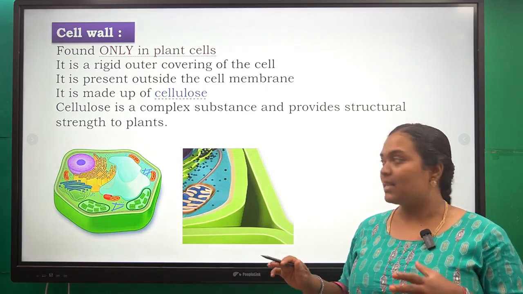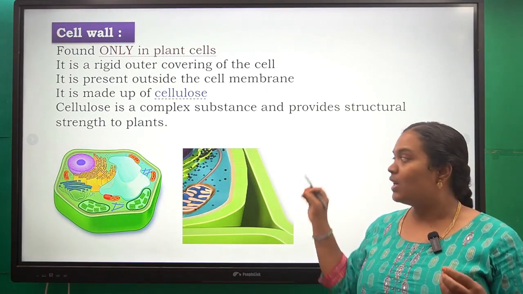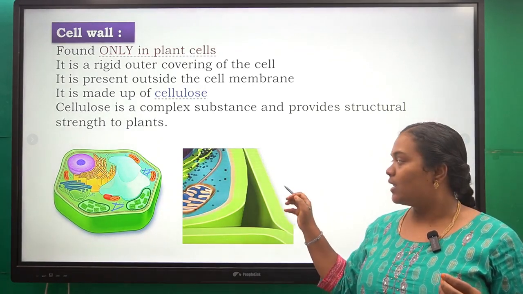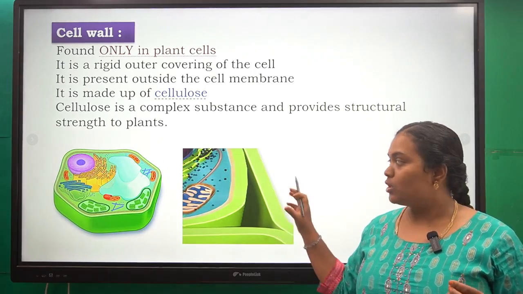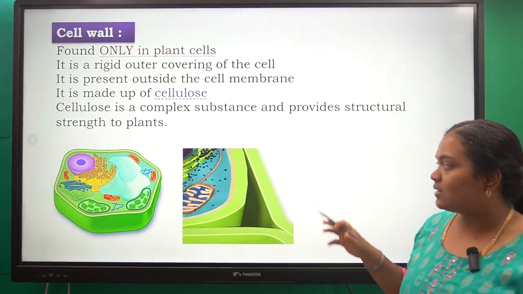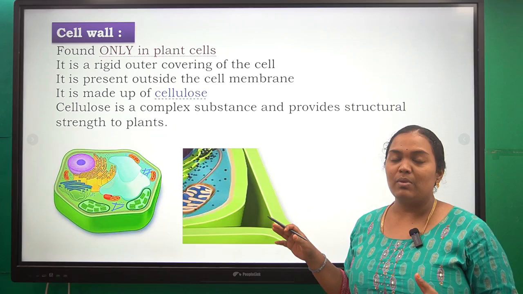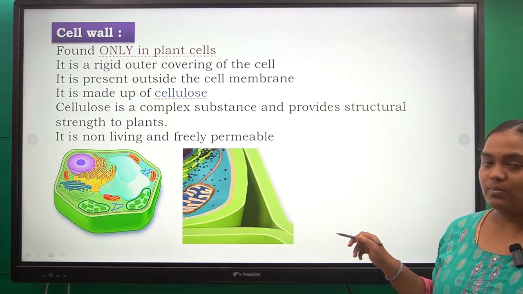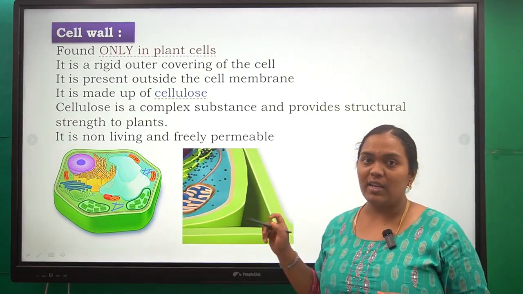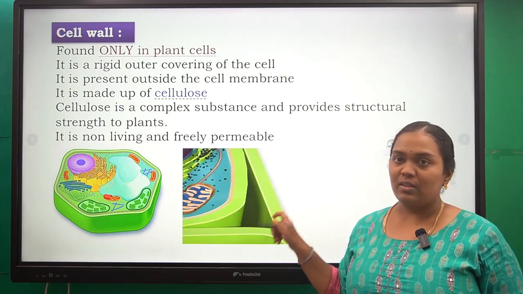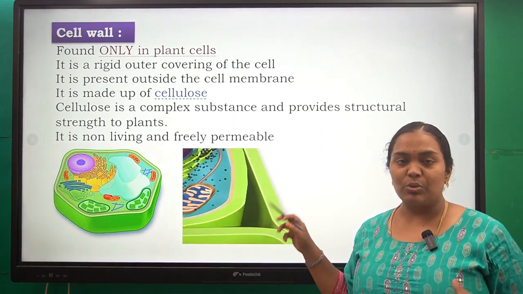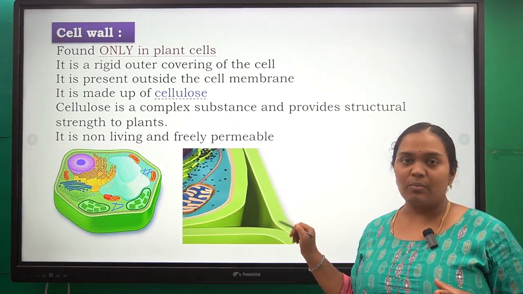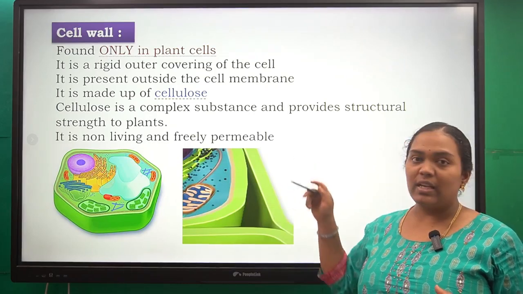Structural strength means, as I already said, though there is a high amount of damage to the plant cell, there is no change in the cell wall, which means structural stability is present. The structure has the capability to withstand high amounts of force. It is non-living and freely permeable. There is no life in the cell wall, which means the cytoplasm, nucleus and all, no part of it is present in the cell wall.